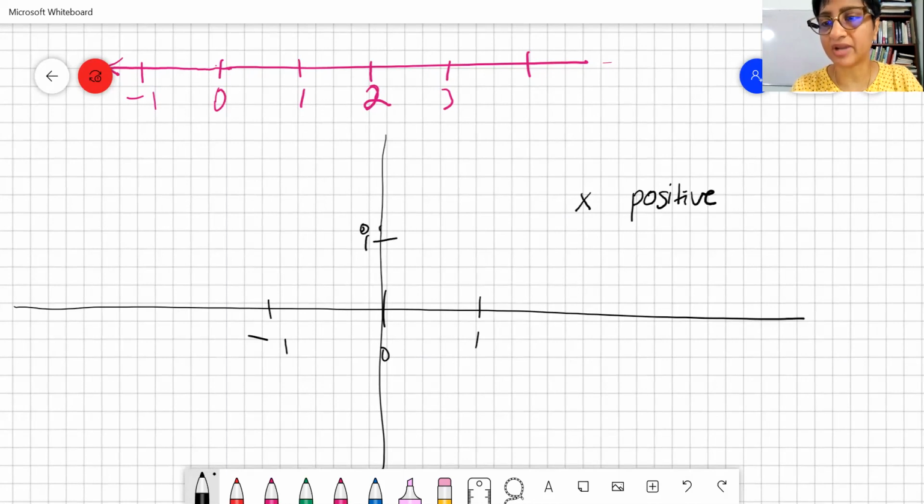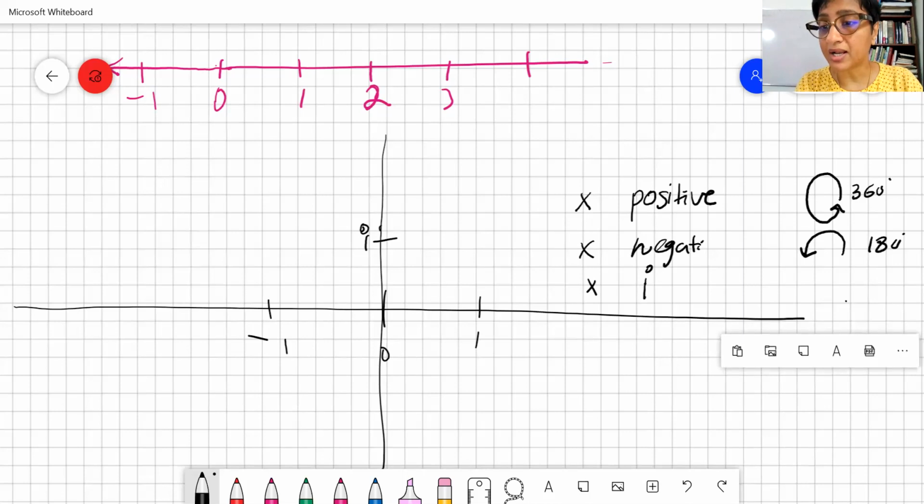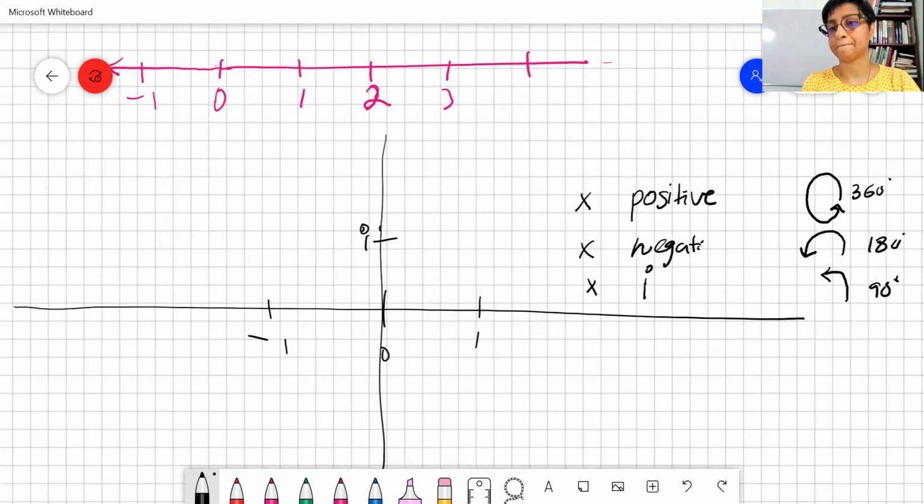Say a positive number means rotate clockwise 360. Multiplying by a negative number is rotating clockwise 180. Multiplying by this new guy, the square root of -1, then we will see how all the square roots of other numbers come into this, would be rotating 90 degrees clockwise. And that's fine. I mean, that completes the picture.